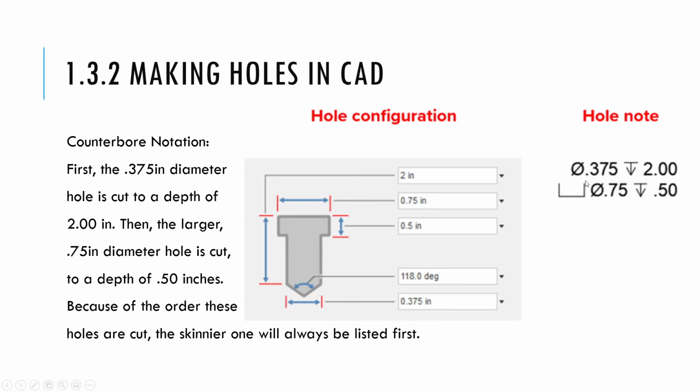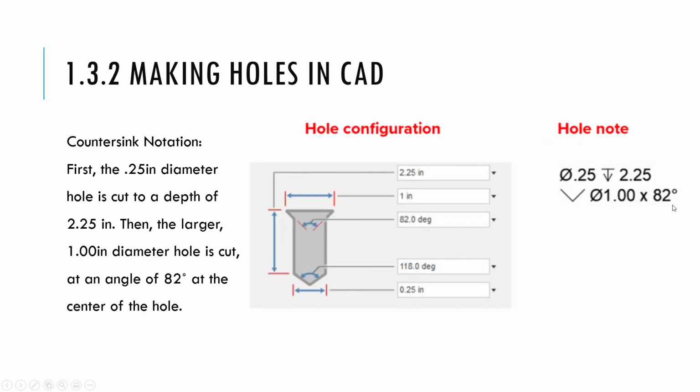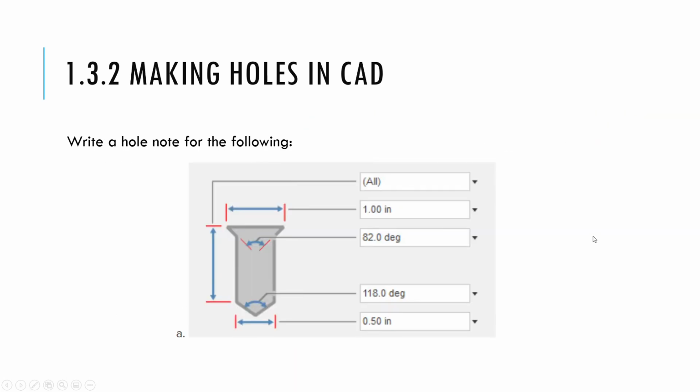You're going to have diameter, number. If it's not through, you're going to have this arrow and the depth. If it's got an extra feature, you're going to have a symbol for that feature, diameter, and then depth if it's a counterbore, or you're going to have the angle like this if it's a countersink.